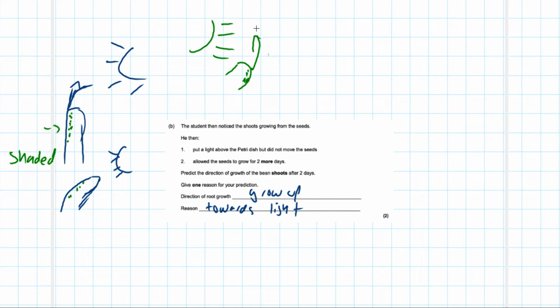Remember, plants grow where auxin is, because it's the growth hormone, and auxin doesn't like the light, so essentially it gets forced onto one side.